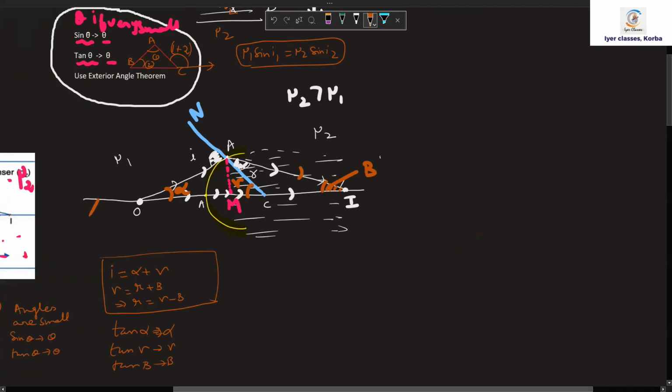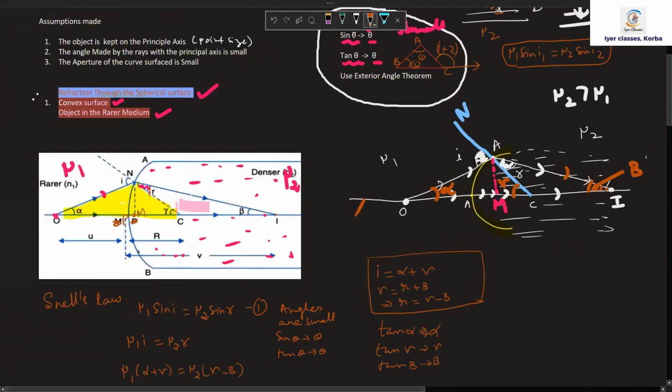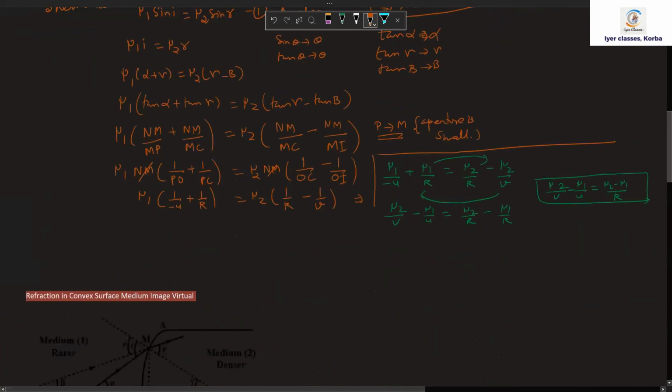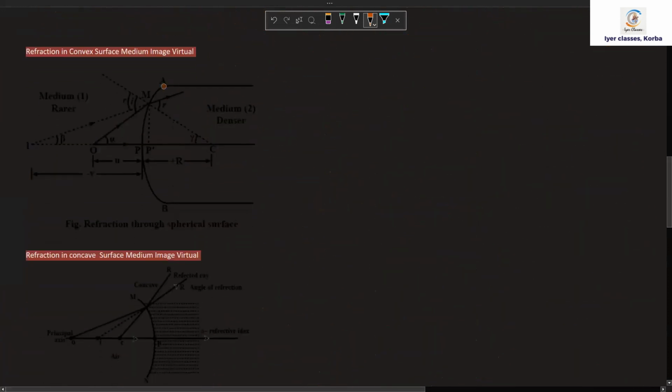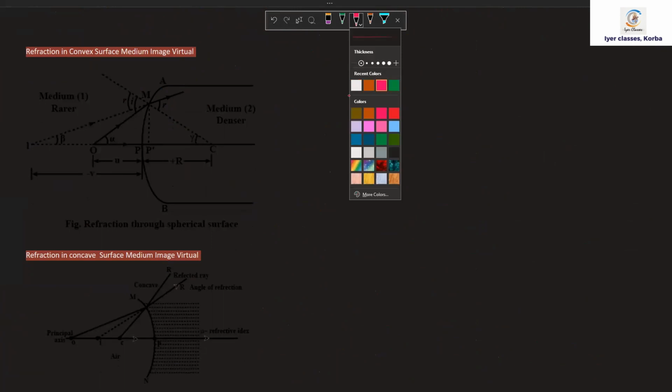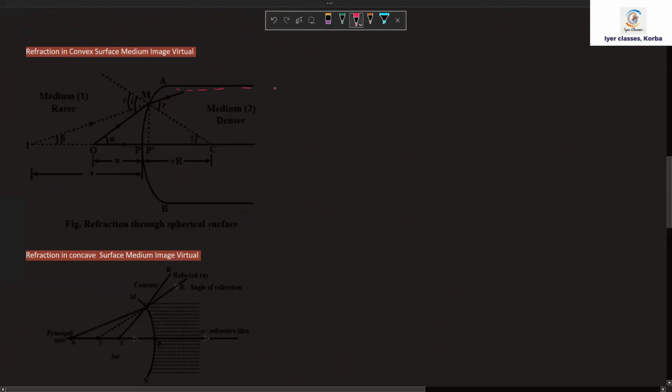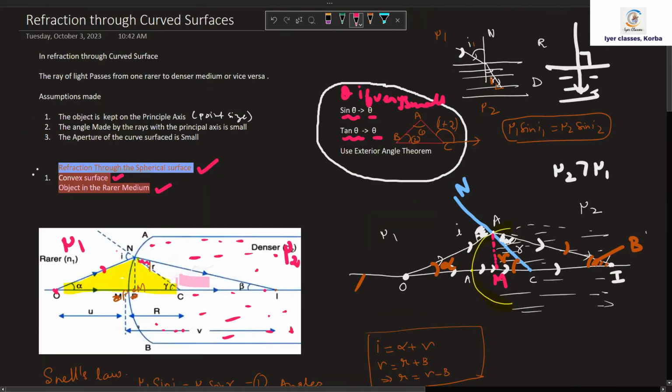Okay, now I have taken the case number 1. Now what will happen if I take a convex surface? Is this image clear, or should I redraw it? It's fine, ma'am. It's clear. Again I have my convex surface, and here I have got the object very close to the pole. In previous cases what happened? The object was far away from the pole and the image was formed inside the denser medium.